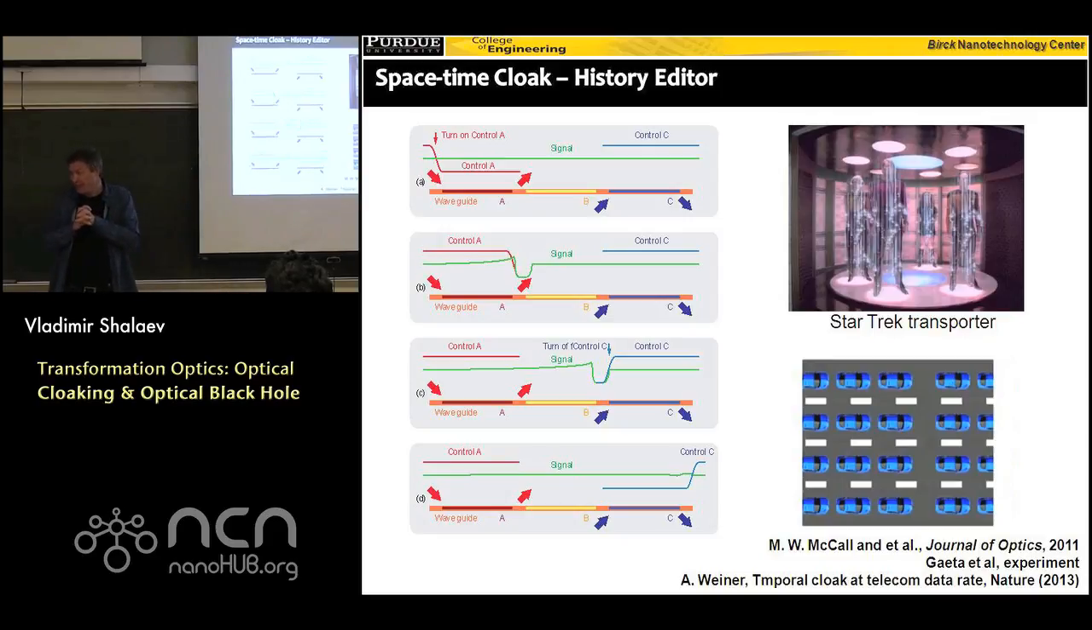And I should say that when this idea was proposed, Alex Gaeta from Cornell did some experiment which actually illustrated this idea. And Andy Weiner, my other colleague here, in 2013, published a beautiful paper called Temporal Cloak at Telecom Data Rate, when they actually created a series of these gaps in the time domain where you could cloak particular events. That, of course, could be used for secure telecommunication. That's a wonderful work. So these ideas are not just fantasy. It's not sci-fi. They actually find applications. Truly beautiful and amazing thing.